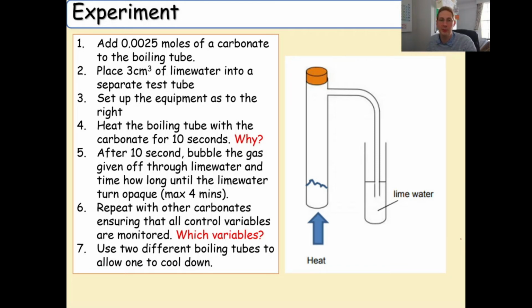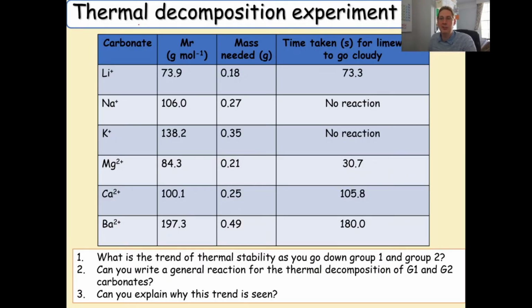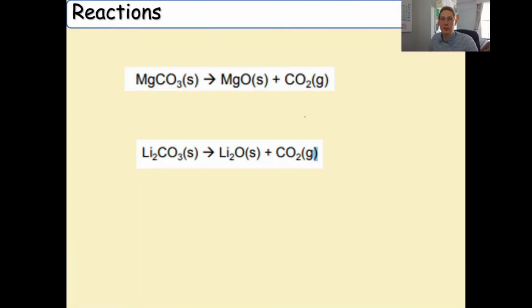Have a think about what variables you need to keep the same. Have a think about why you are adding a certain number of moles of carbonate rather than a certain mass. And these are some sample results. What you should see for both group 1 and group 2 is that they get more stable as you go down the group. The reactions, no surprise there: magnesium carbonate forming magnesium oxide and carbon dioxide, lithium carbonate forming lithium oxide and carbon dioxide. Balancing should be fairly straightforward there.